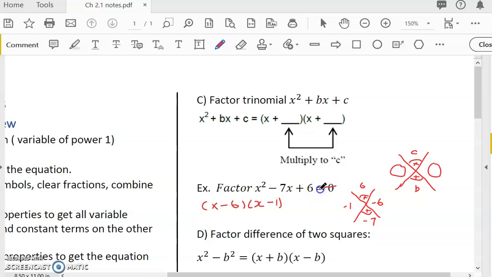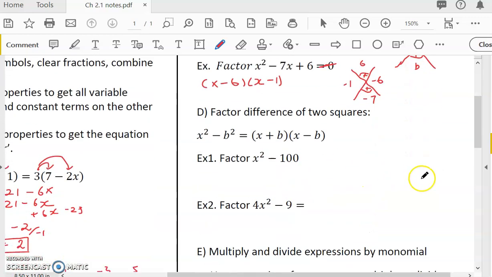When I say factor, I don't need to solve. If I say solve it, then I do one more step. But factoring is just factoring. This is called the diamond method. The next one is to factor a difference of two squares.